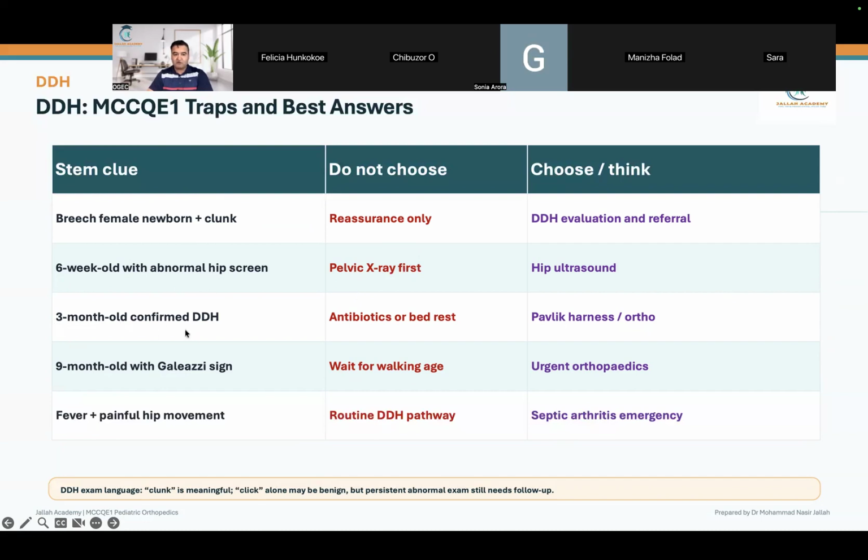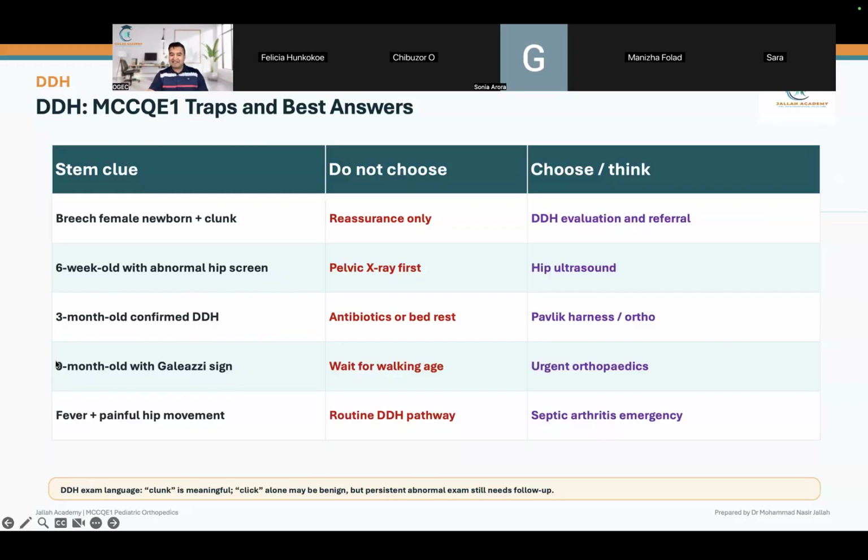3 months old, confirmed DDH. So 3 months, less than 4 to 6 months. Confirmed, do I have to give him antibiotics? It has nothing to do with infection. It is just a dislocation. So what is the best treatment for this patient? It is reduction and holding it in the position for proper development, which is called the Pavlik harness. And if it doesn't work, if it fails, then surgery.